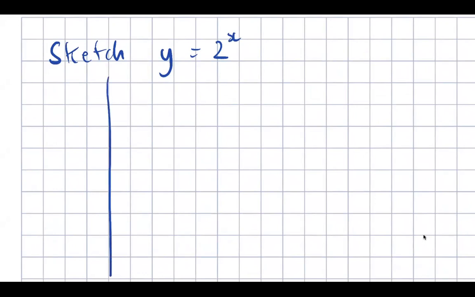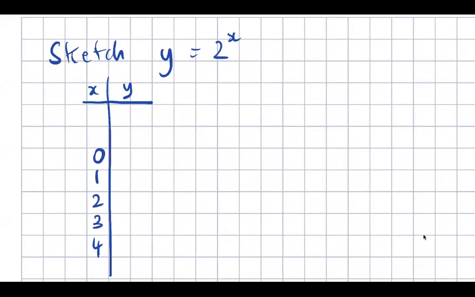So let's go ahead and try and sketch. Let's say we've got the instruction: sketch y equals 2 to the power of x. We've already seen the shape that is, but it's worthwhile just investigating it as an equation and a table first. So I'm going to set up a table, x, y. I'll put some numbers in there. We'll start with 0, 1, 2, 3, and 4.